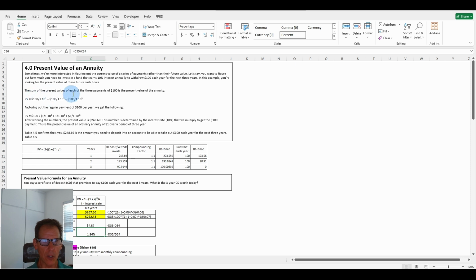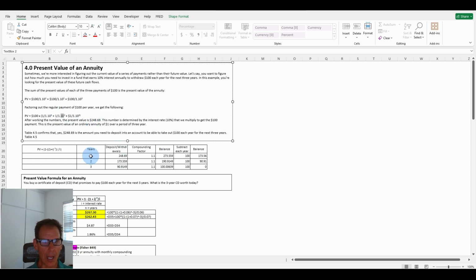The sum of the present values of each of these 3 payments of $100 is the present value of the annuity. Here's the example. Well, I've gone over this repeatedly. Factoring out the regular payment of $100, we have 100 times, and all we're doing is 1 divided by 1.1 for year 1, year 2, and year 3. This amounts to 248.69, at 10%.